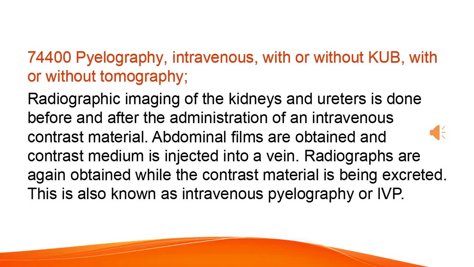Urography, pyelography, intravenous, with or without KUB, with or without tomography. Radiographic imaging of the kidneys and ureters is done before and after the administration of an intravenous contrast material. Abdominal films are obtained and contrast medium is injected into a vein. Radiographs are again obtained while the contrast material is being excreted. This is also known as intravenous pyelography or IVP.